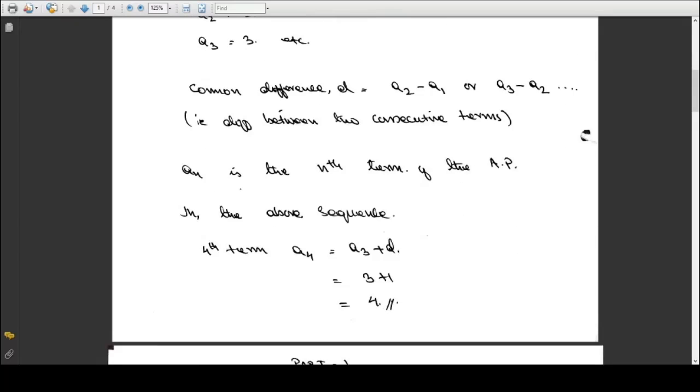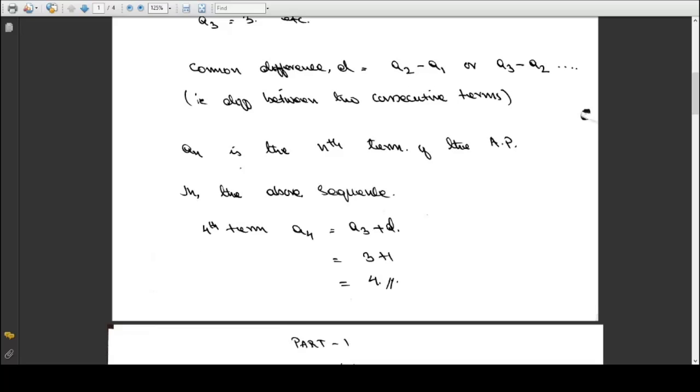The fourth term should be a3 plus d. What is a3? It is 3, so 3 plus d. d is the common difference, which is 1. 3 plus 1 is 4. That means you find the fourth term by using the third term plus the common difference. Third term is 3, plus common difference 1, it is 4. This is the introduction to arithmetic progression.